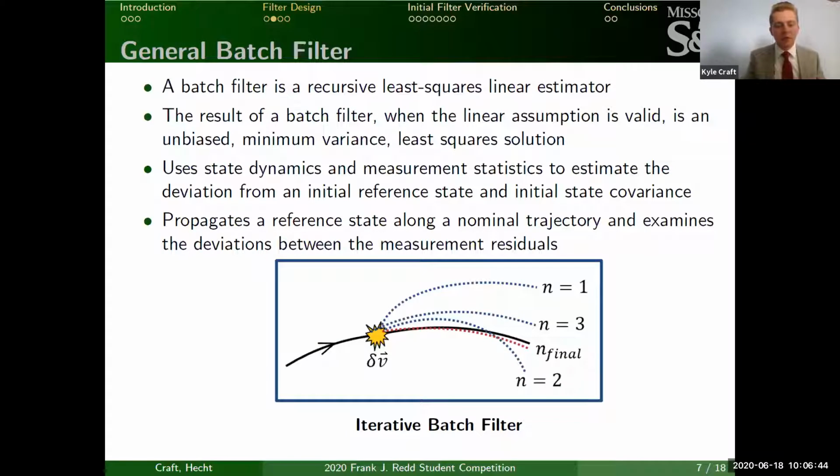Now, a general batch filter is a least squares linear estimator that you apply iteratively to a nonlinear problem. So the figure down here does a pretty good job of showing this. You start with some initial state guess, which has a maneuver value in it, so some thrust value in it, and your first iteration is going to be incorrect. And you apply that linear least squares correction to your initial guess, and then you get closer and closer. And as you iterate this process, you converge to the actual trajectory of your satellite, and that's the estimate that you use.